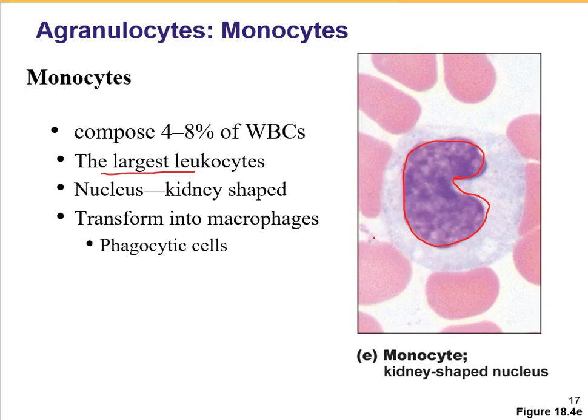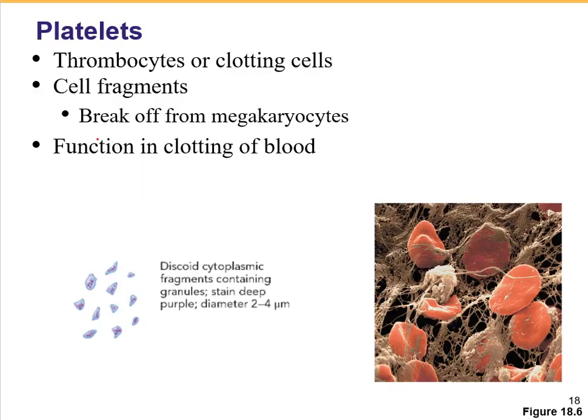As I mentioned, these are the largest leukocytes, and they can leave the blood and enter the connective tissue, and then they can be transformed into macrophages. Macrophages are phagocytic cells, so they can engulf microorganisms and destroy them. So what is the origin of the macrophages in our connective tissue? They originate from the monocytes.